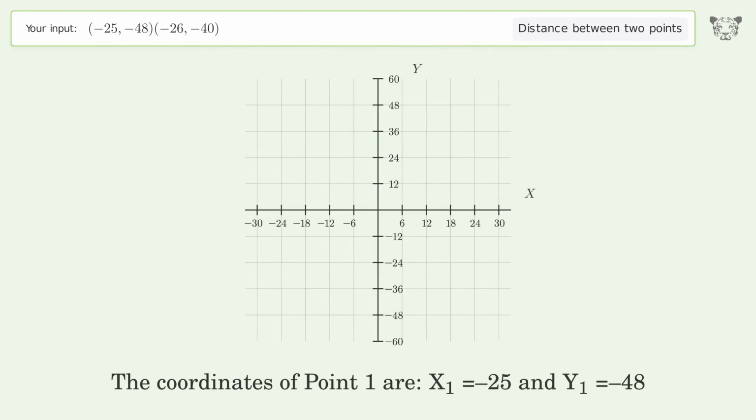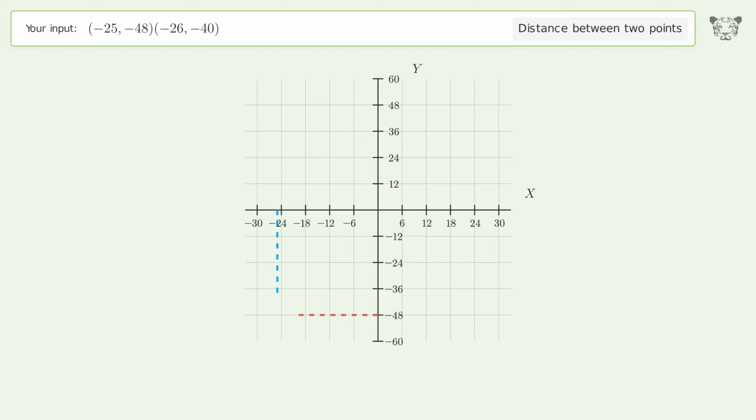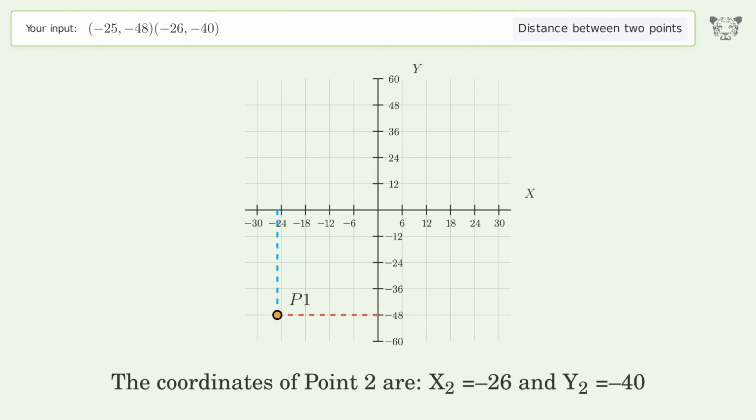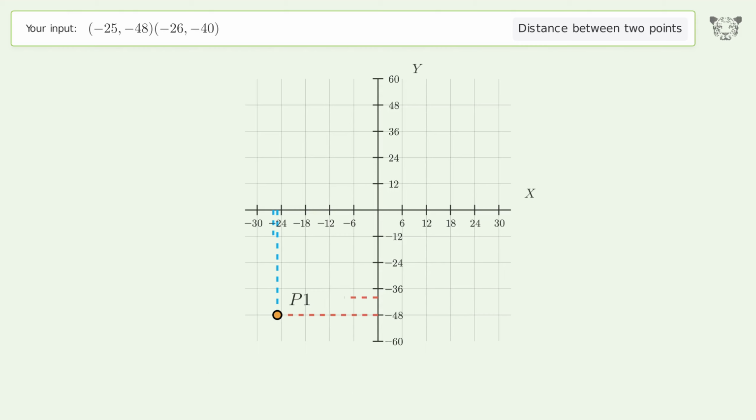The coordinates of point 1 are, x1 equals -25 and y1 equals -48. The coordinates of point 2 are, x2 equals -26 and y2 equals -40. D is the distance between the 2 points.